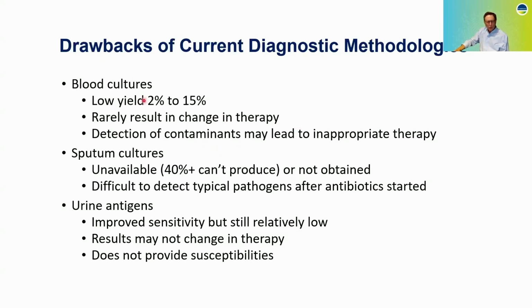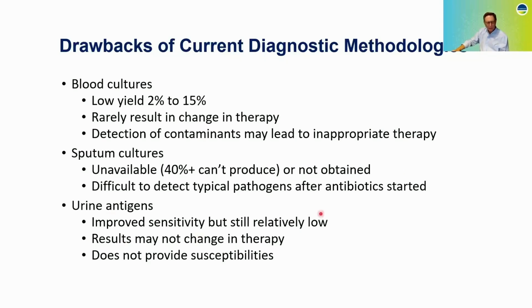And if you have a low yield and you get blood cultures, contaminants may actually be more common than real pathogens, and that can lead to inappropriate therapy. Sputums in the average patient are very difficult to obtain, and so we don't have a lot of data, especially for non-critical care in terms of sputums. If people are sick enough to be in the hospital, I try, if at all possible, to at least get some sputum so I can see what the patient's colonized with.